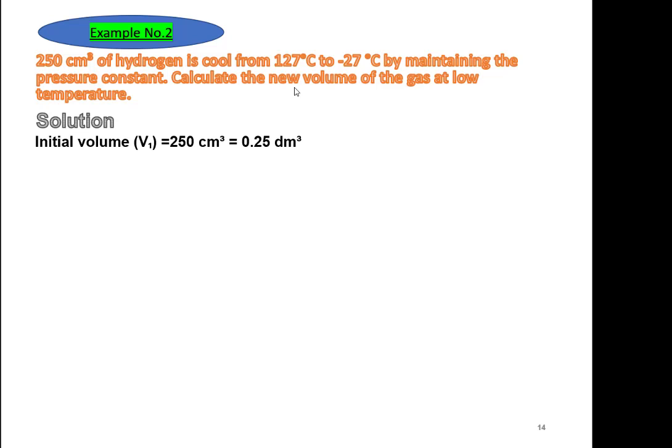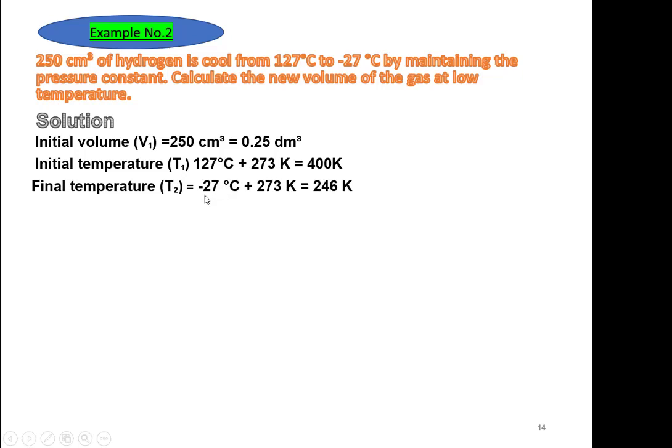Let's see the solution. The initial volume is 250 cubic centimeter, and if we convert it to cubic decimeter, the answer will be 0.25. The initial temperature is T1, given as 127 degrees centigrade. When we deal with Charles' law, we convert degrees centigrade into the Kelvin scale. In order to convert into Kelvin, we add 273. So 127 plus 273 Kelvin is equal to 400 Kelvin.